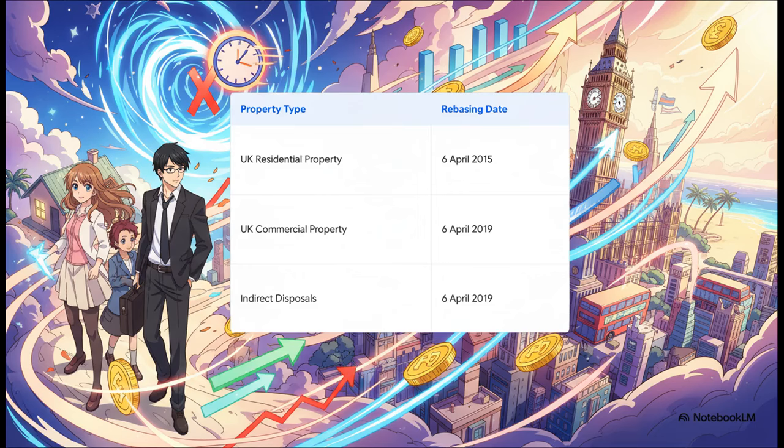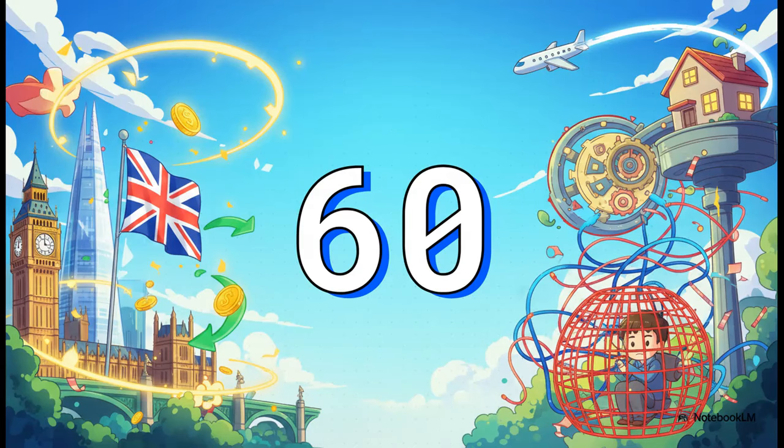Because it's a residential property, his taxable gain is only calculated on the increase in value since the 6th of April 2015. Basically, any profit he made before that date gets ignored for this tax calculation. Pretty neat, right?